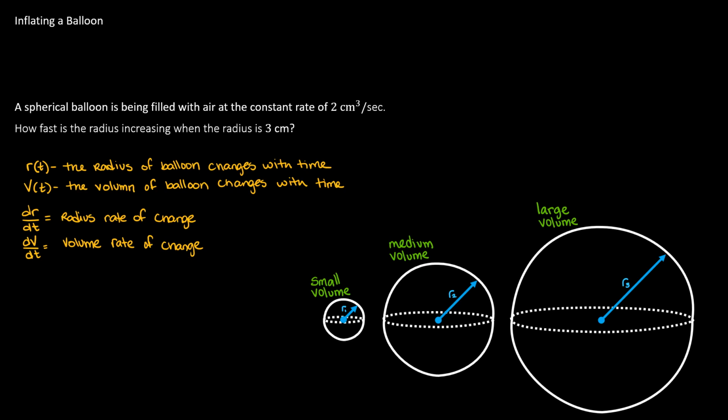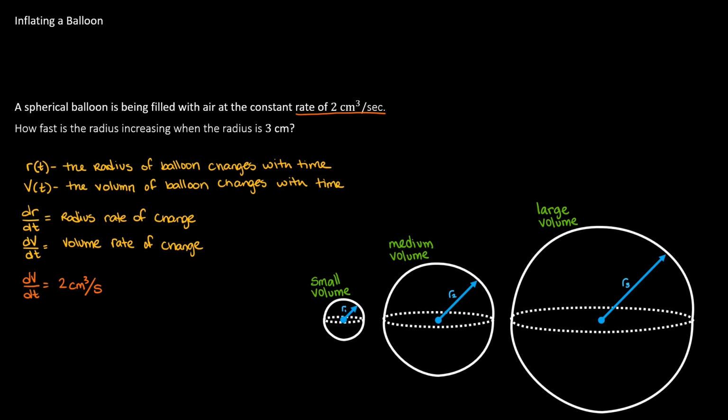Next, step 2 is to identify the given information and the requested information. We are given that the air is being pumped into the balloon at a rate of 2 cubic centimeters per second. That is a volume, which means that's dV/dt. That's our rate of change for the volume of the balloon.